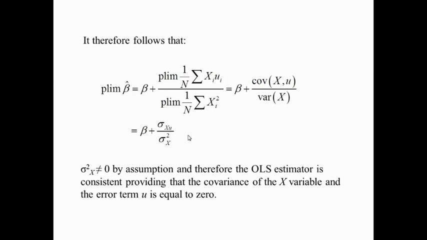And if that's the case, sigma xu will be 0, and beta hat, the OLS estimator, will be a consistent estimator. But if sigma xu is not equal to 0, there's a non-zero correlation between the x variable and the u variable, then the OLS estimator will be inconsistent. Essentially, this is a rather weaker assumption about the exogeneity of the x variable. Instead of the x variable being fixed in repeated samples, we allow x to be a random variable, but we assume that it's uncorrelated with u in order to get a consistent estimator.